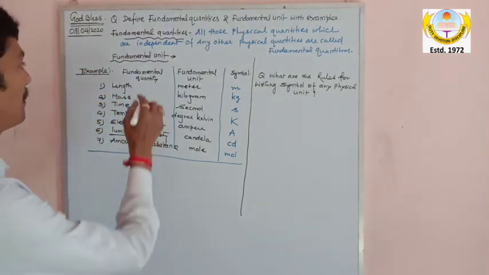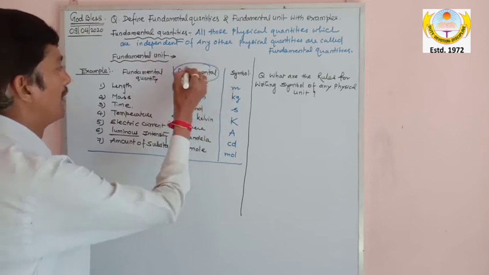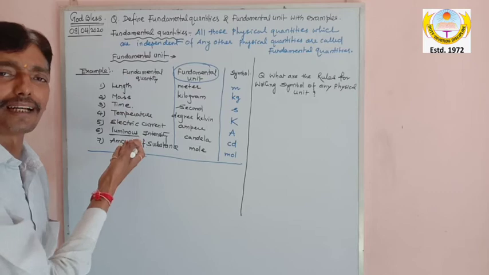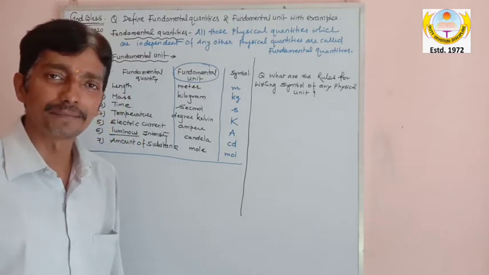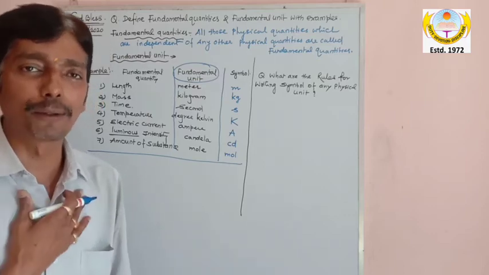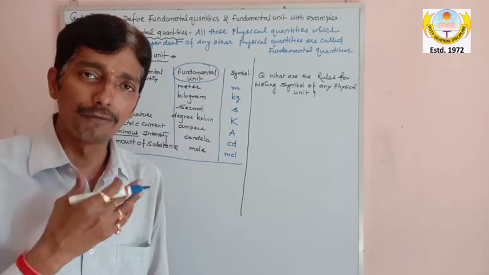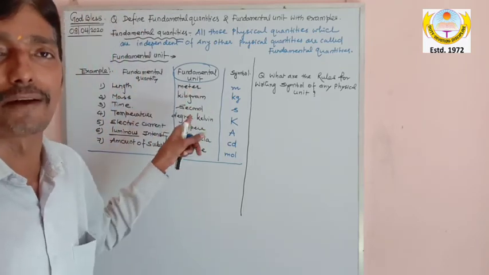Similarly, my dear, what is a fundamental unit? Again, it is simple. They are the units of fundamental quantities, and therefore their name becomes fundamental unit. If I am a product of Sun City, we say we belong to Sun City. Similarly, these units belong to fundamental quantities. Therefore they are fundamental units.